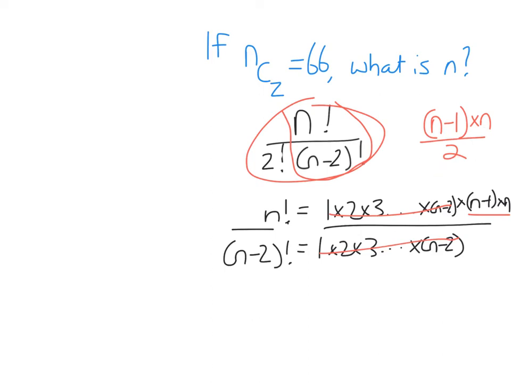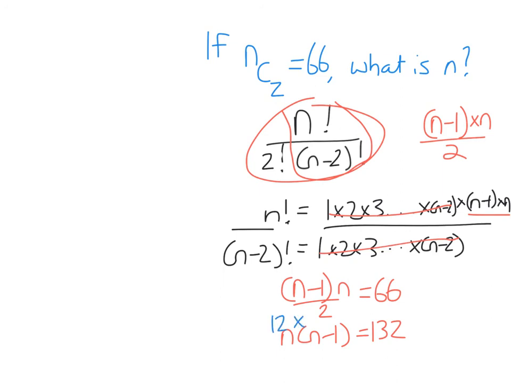So to find what n is, I just solve this equation. n minus 1 times n over 2 is equal to 66. Timesing each side by 2, I get this. So what I'm looking for is a number times the previous number gives 132. So I've just got to find 2 consecutive numbers that multiply to 132. So hopefully you know off the top of your head that would be 12 and 11.